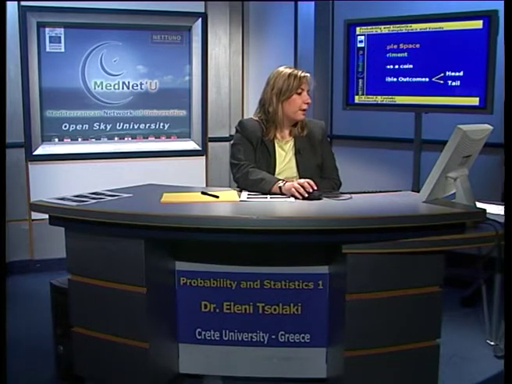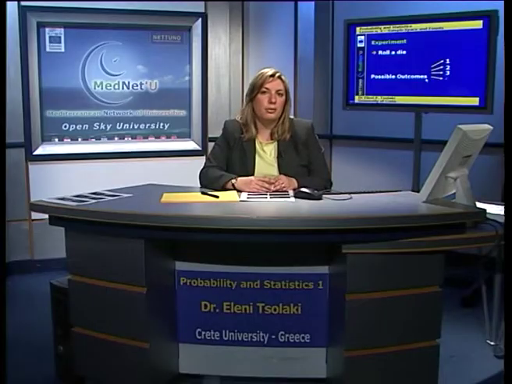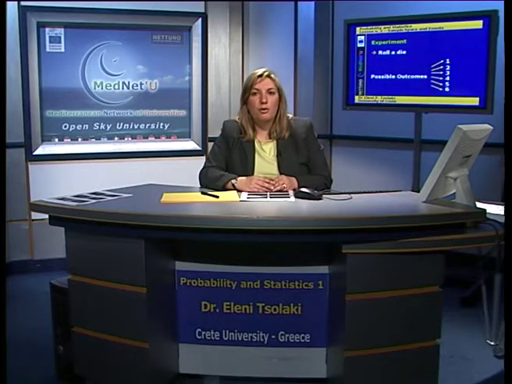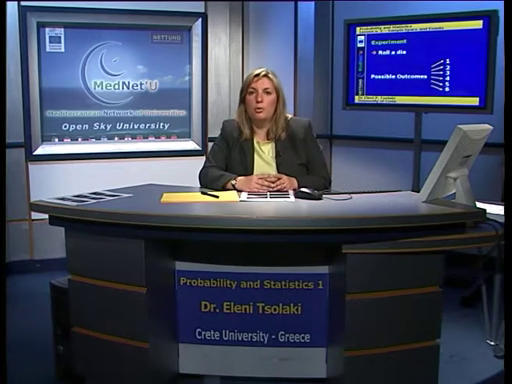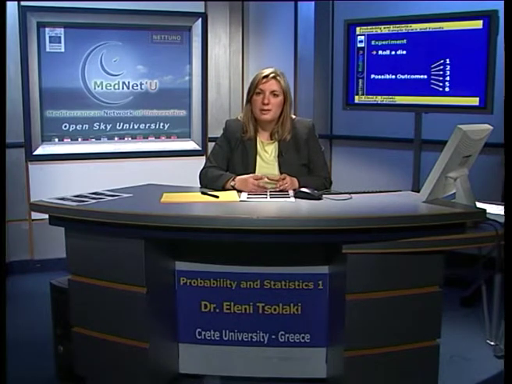Another example with more possible outcomes is if we roll a die. The possible outcomes in this case are not only two, like in the previous example. We have six possible outcomes: 1, 2, 3, 4, 5, or 6. Each time we perform this experiment with unknown results, we cannot know beforehand what we are going to observe. We do expect, though, to observe one of these six numbers, of course, if we are talking about the standard die with the six possible outcomes.